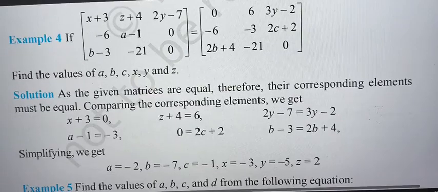X is nothing but what? If you send it over here, it will become minus 3. What will z be? Send this 4 over this side, it will become 2. And you can send 2y this side and minus 2 over here. Minus 2 will become plus 2. Then 7 minus 2 will become minus 5. If 2y is going over here, 3y minus 2y will become y. Simple, normal equations only. If you send minus 1 over here, minus 3 plus 1 will become minus 2.